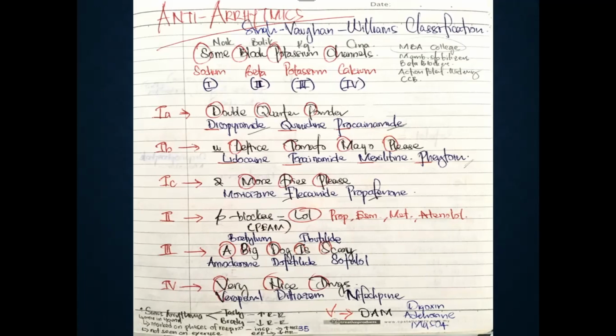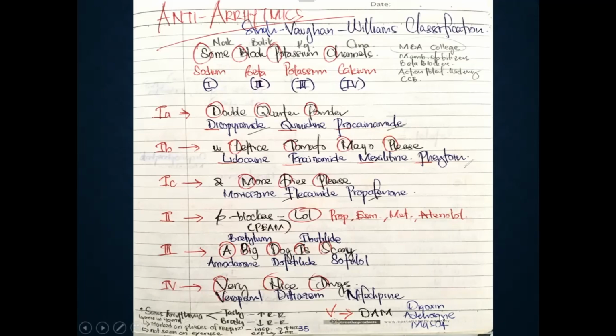But this Vaughan-Williams classification has a few limitations and has become controversial and heavily debated. The main controversial point is that a few commonly used drugs do not come into this Vaughan-Williams classification, such as in the newer modified version, an add-on, they say group 5 is DAM: digoxin, adenosine, and magnesium sulfate. Most of the arrhythmias we use magnesium sulfate, adenosine, and digoxin.